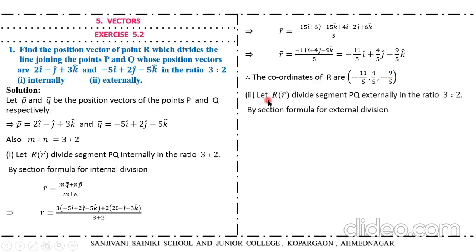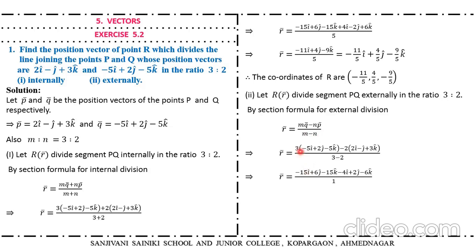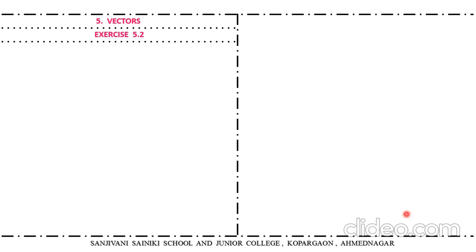Second, suppose that the point R bar divides the segment PQ externally in the ratio 3:2. Again we will use the section formula, but for the external division. So R bar is equal to (m q bar minus n p bar) upon (m minus n). Again put the values and simplify: multiply by 3, multiply by 2, and 3 minus 2 is 1. So you will get R bar is equal to minus 19i plus 8j minus 21k. So the coordinates of the point R which divides PQ externally are minus 19, 8 and minus 21.